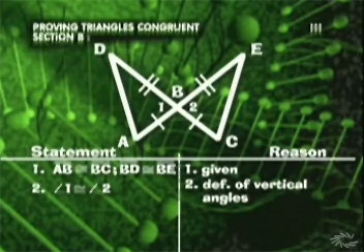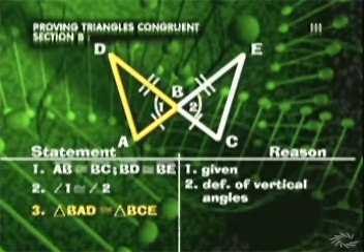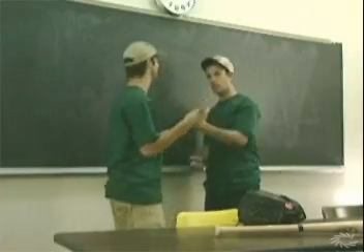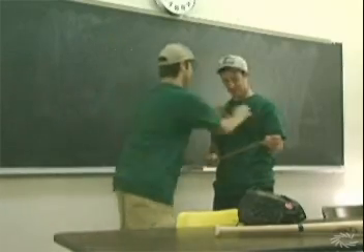So, for triangles BAD and BCE, we have 2 sides and their included angles. We complete our proof by stating that triangle BAD is congruent to triangle BCE. Our reason is the side-angle-side, or SAS postulate. We're done! Let's try one last experiment.